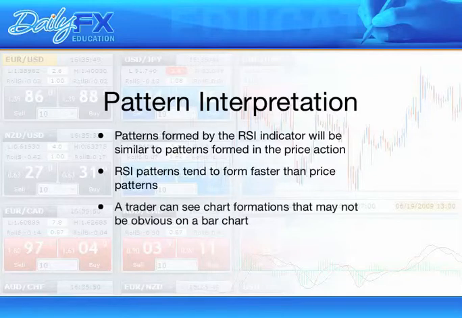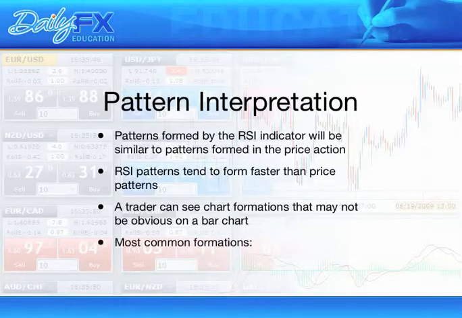By focusing on the RSI, as Wilder notes, a trader can see chart formations that may not be obvious on a bar chart. Given that the RSI is plotted as a point, it forms a line chart instead of a candle or bar chart. These line graphs dictate the kind of patterns RSI forms. The most common formations are head and shoulders and a variety of triangles.